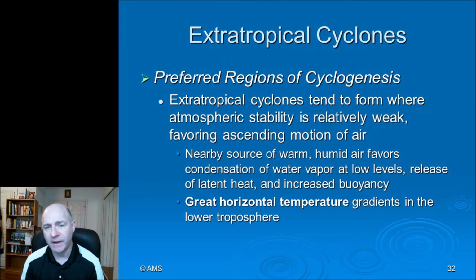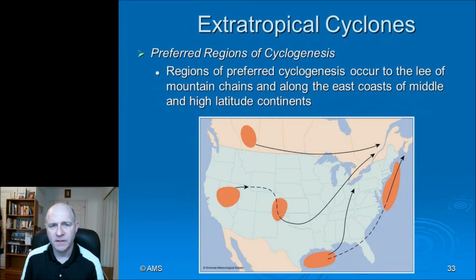And also in areas on the lee side of mountain ranges, because you're going to get areas where there is more warming. You're going to get a decrease in stability as warm air comes over top of the mountains. And that kind of looks like this. Those areas in orange tend to be areas where we have preferred cyclogenesis. And for our purposes, it's mostly there in Colorado, Gulf Coast, and the Atlantic coast.